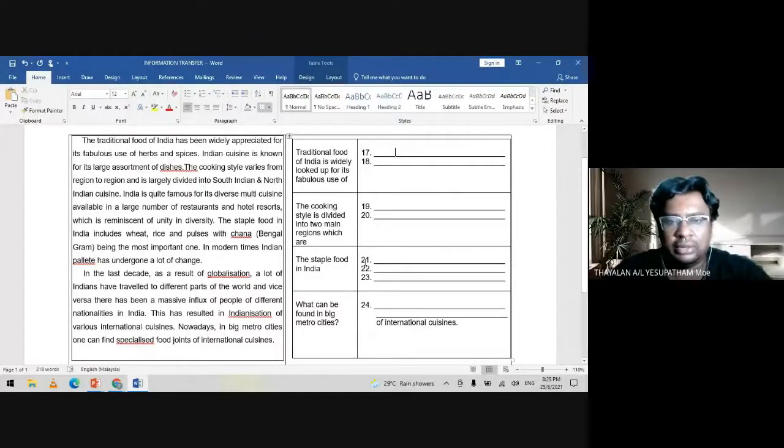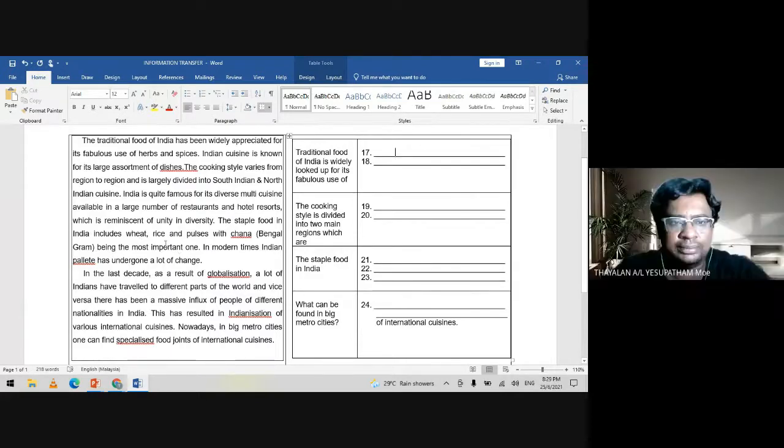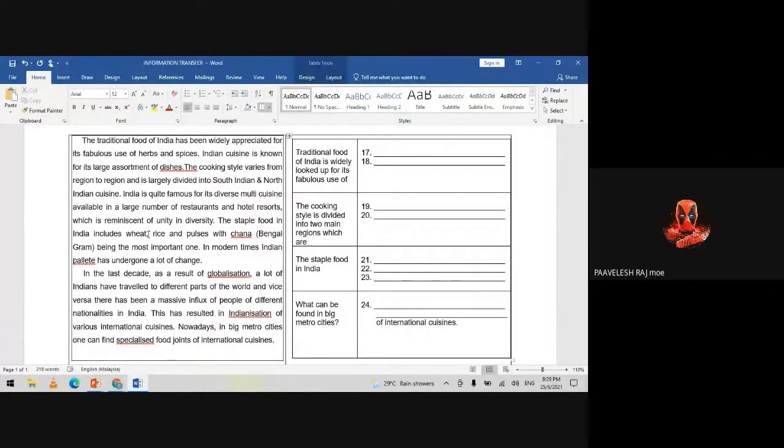Okay. Now, the staple food in India, 21. Wheat, rice, and pulses. Wait. Listen. The pronunciation is wheat. It's not wet. It is wheat. So number 21, the answer is wheat.